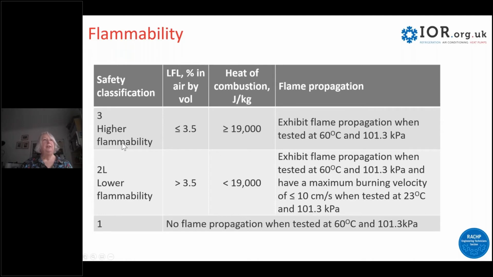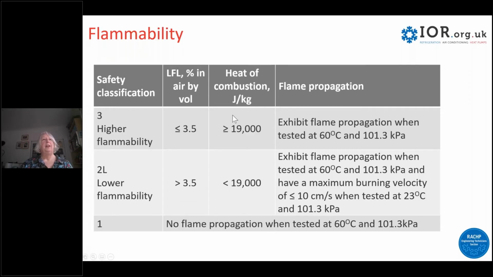So the A3 refrigerants are higher flammability, and this is things like the hydrocarbons. In order to be in that category, the lower flammability level, in other words, percentage in air by volume, needs to be less than or equal to 3.5%. So very little refrigerant in air to get you into an A3 category. Whereas with the 2L category, you need more than 3.5% of refrigerant in air.